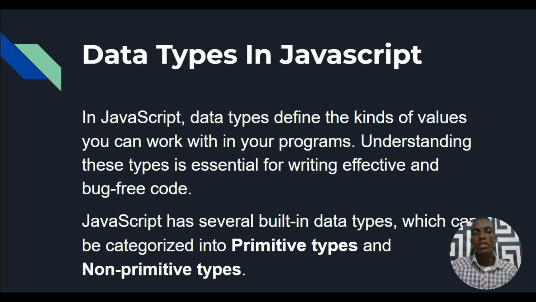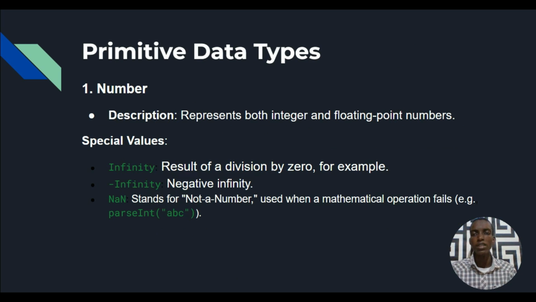Now the next thing we'll look into now is data types in JavaScript. Now in JavaScript, data types define the kind of values you can work with in your programs. Now understanding these types is essential for writing effective and what? Bug-free code. JavaScript has several built-in data types which can be categorized into primitive types and what? Non-primitive type. Now let's look at these guys one by one.